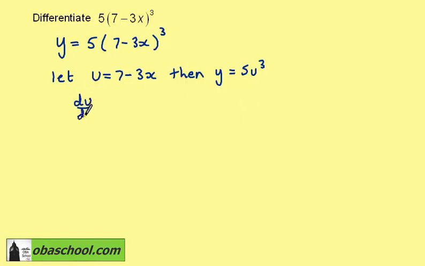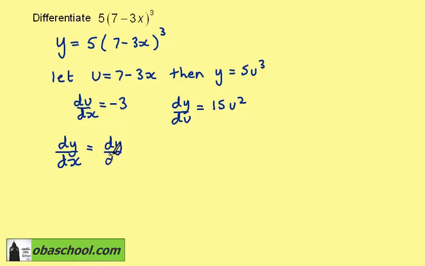du/dx is equal to minus 3. dy/du is equal to 15u squared. Forming our chain, dy/dx is equal to dy/du multiplied by du/dx.